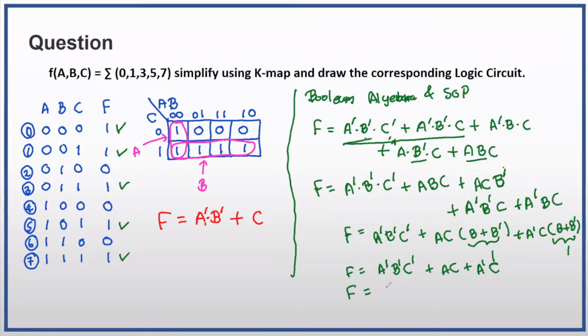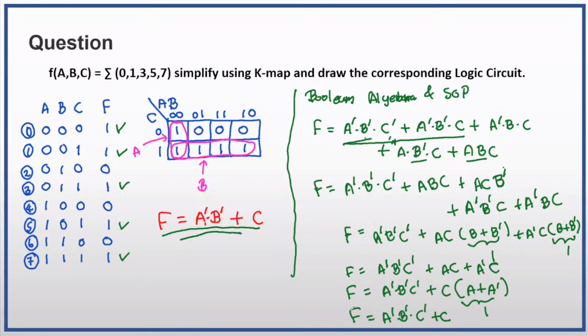And then again what you can do, A dash, B dash, C dash plus you can get C as the common term out. Then here you get A plus A dash. And here it is again 1. So by this one you have F A dash, B dash, C dash plus C. But you know that you can simplify it up to this. So therefore what you can see. Actually in sometimes that you think that you have to stop from here.